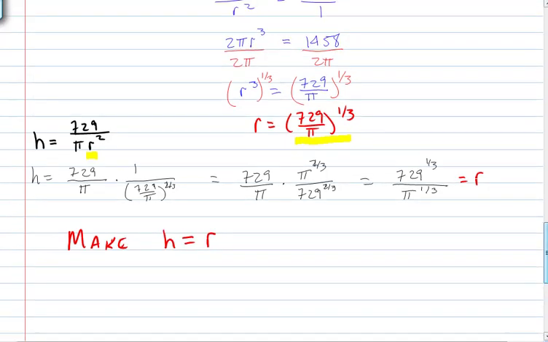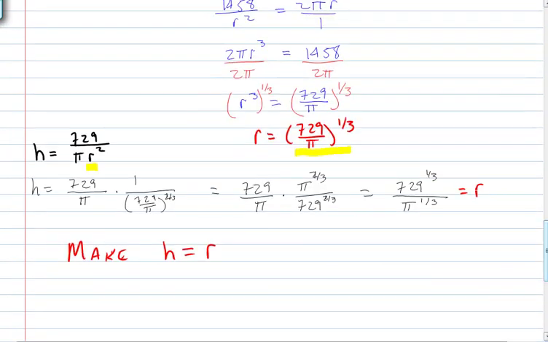And that's it. Which is, by the way, 729 over pi raised to the 1/3 power. So it's going to be a short, fat can, kind of like that. Okay?